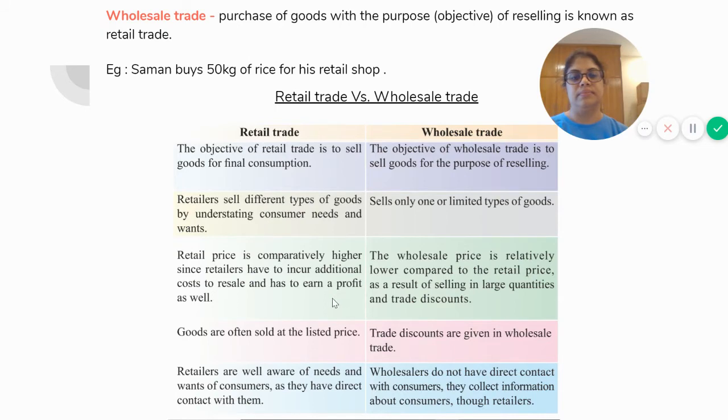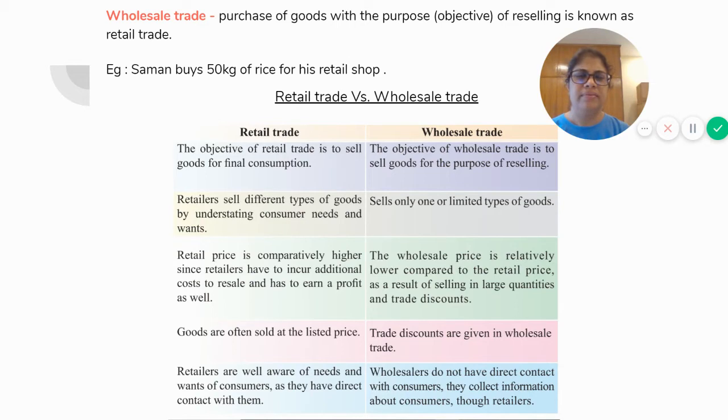Now, again, most of the time we have good mind pictures about different shops. Most of these shops come under retail trade. They are the retail stores actually.